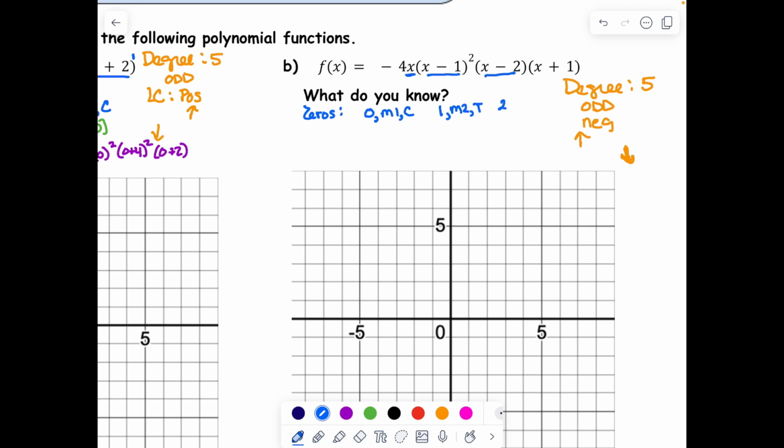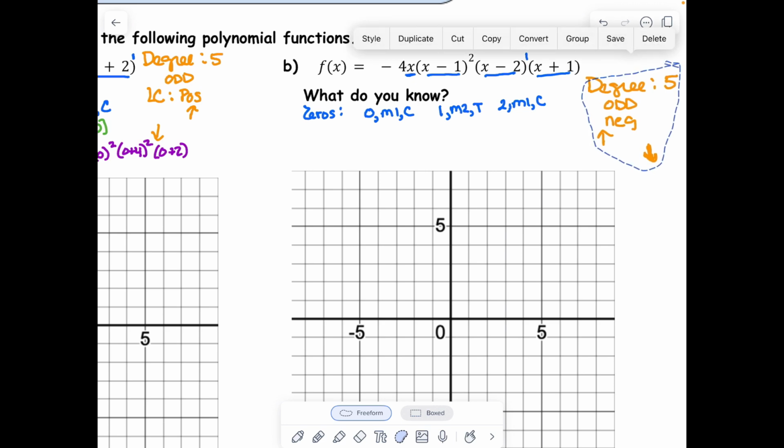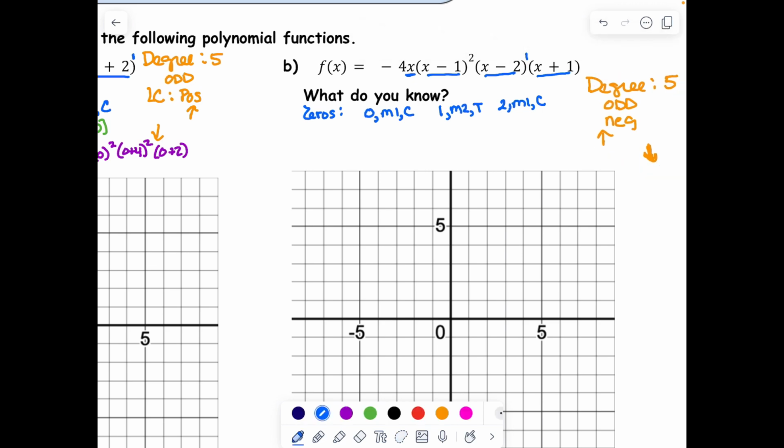This guy is 2, and its multiplicity is 1. So that's odd, so it's going to cross. And the last one, let's see if I can squeeze this in. I might have to move that over, is -1. Just move it over just a tad. Okay, so the next one is -1, and its multiplicity is 1. So that means it's odd, so it's going to cross. Woo, we got a lot.